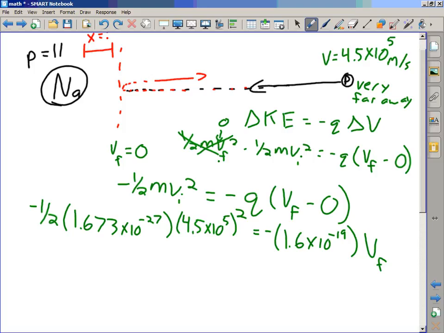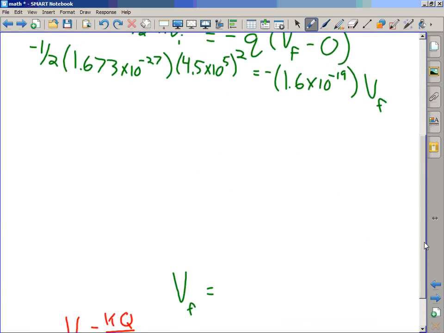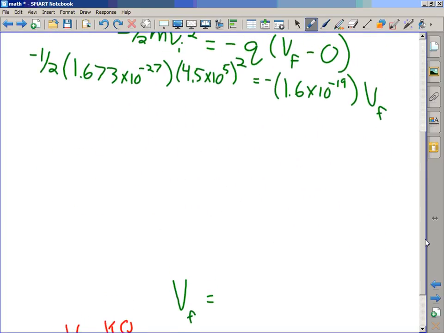Now, working this step by step, I actually want to do this one number at a time just to make sure we're getting things right. So please give me what 4.5 times 10 to the fifth squared is. When you're doing that, be careful to put parentheses around the 4.5 times 10 to the fifth and then put a squared on that. So what does that come out to?